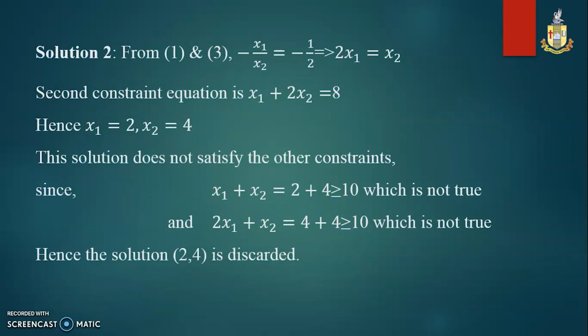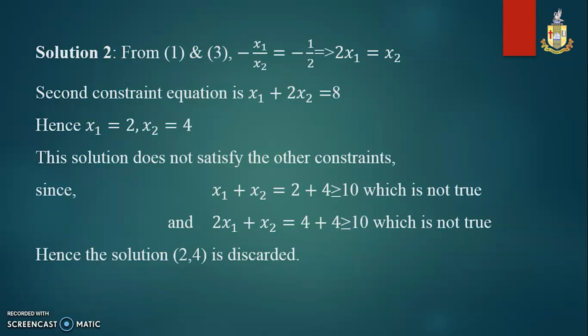Now let us see the second solution. From equations 1 and 3, we have minus x1 by x2 equal to minus 1 by 2. This implies 2x1 equal to x2. Second constraint equation is x1 plus 2x2 equal to 10. From these two equations, we are having x1 equal to 2 and x2 is equal to 4.